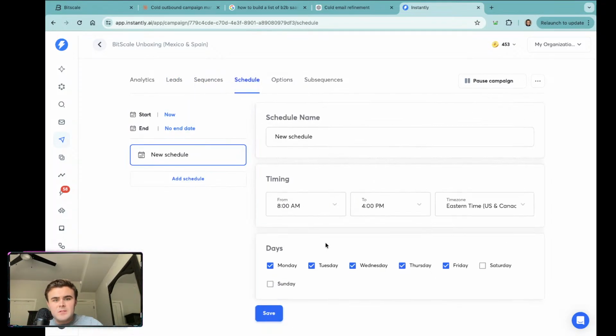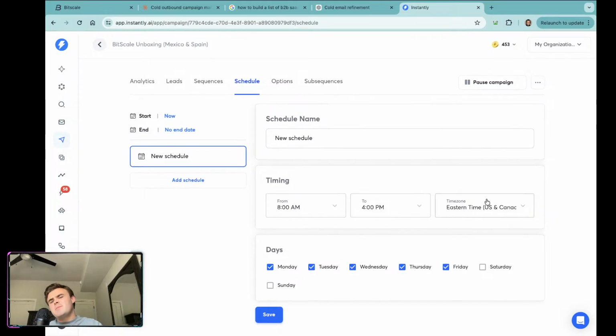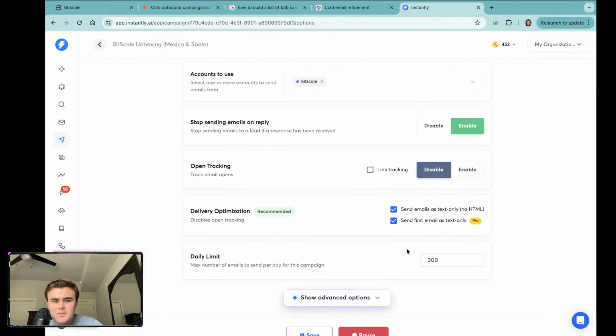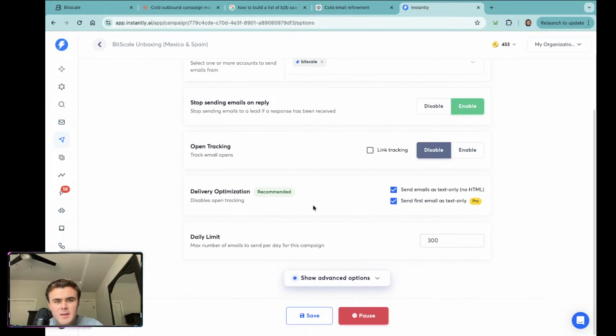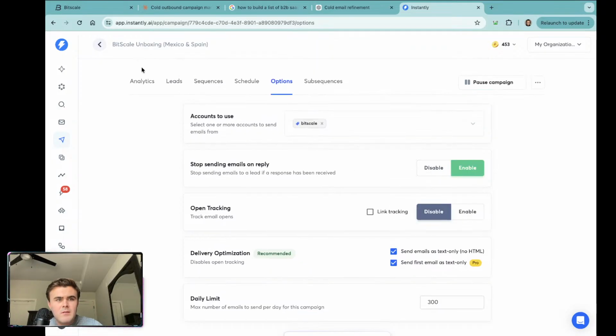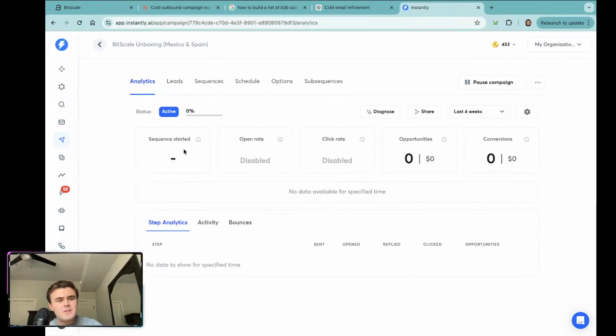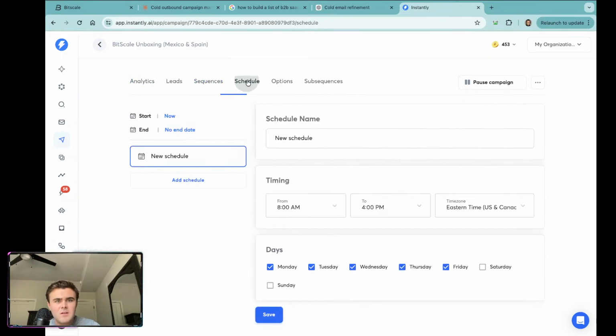Those are our sequences. The schedule 8 a.m. to 4 p.m. This is gonna be a bit tricky because we're sending to Mexico and Spain, but I just went with 8 a.m. because Spain's way ahead of where I'm at, but Mexico could go all the way back a specific time. And then yeah, here's everything. I went with these two options: send as text only, no HTML, and yeah, everything's looking pretty good. We'll see how this pans out. It'll be running for the next couple of days, and we'll reassess the results.